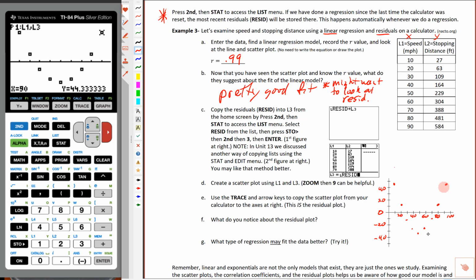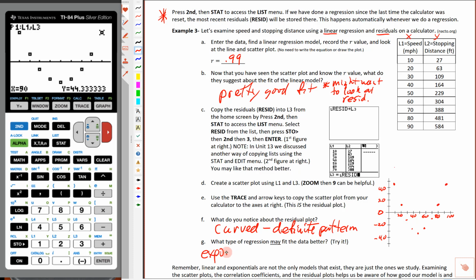So notice our residual plot looks a heck of a lot like this right here. So what do we notice about the residual plot? It's curved. Okay, definite pattern. Definite pattern, not a random scatter like we would normally see. So it says, what type of regression may fit better? Now, if we see that the original one was curved, or we see a curve in this, it may be an exponential. So I'm going to put an exponential one, okay, because that's the one that we know.